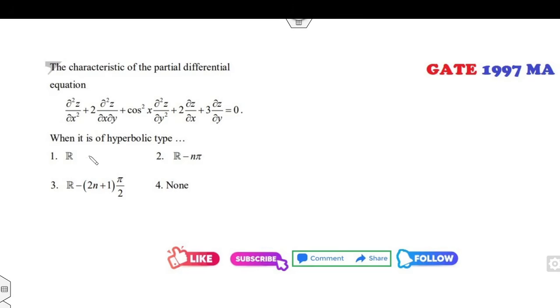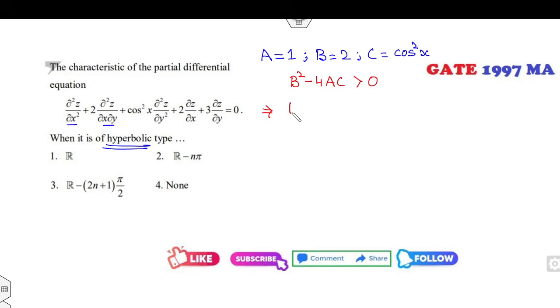So now your target is to find the hyperbolic. Firstly, what is a? If you compare them, it's the coefficient of x square, xy, that is b, and c is cos square x. Then for the hyperbolic, we know b square minus 4ac must be greater than 0. If I substitute this value, it's 4 minus 4 sine square x greater than 0. That means 4 times cos square x is greater than 0.